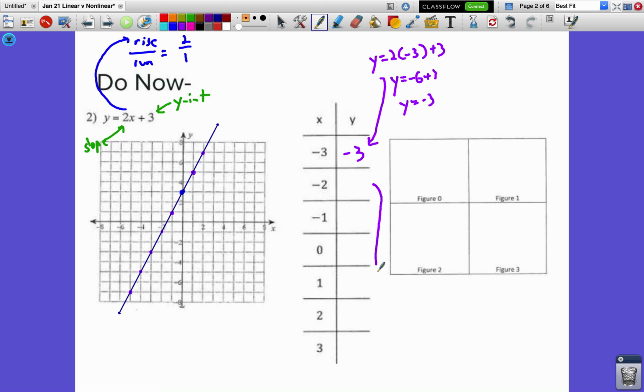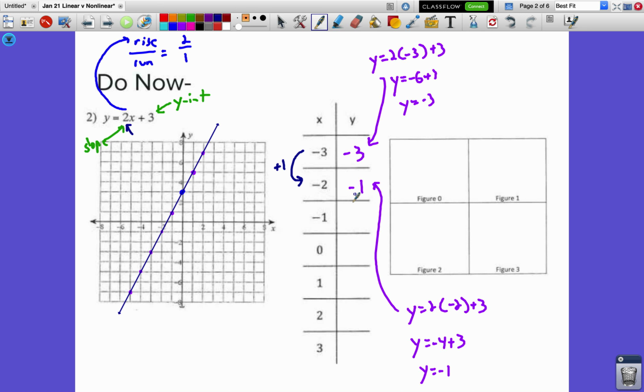All right, let's do another one. We'll find this one right here. Y equals 2 times -2 plus 3. Y equals -4 plus 3, y equals -1. We'll put a -1 right here. All right, there's a quicker way to fill in this column as long as the x's are counting up by ones. As long as these changes are plus ones, you can just keep adding the slope to each number to get to the next number.